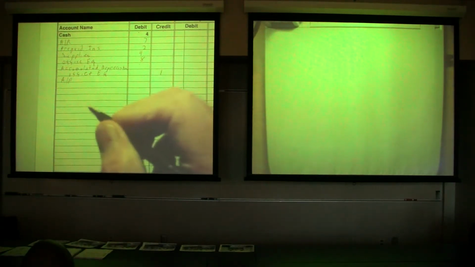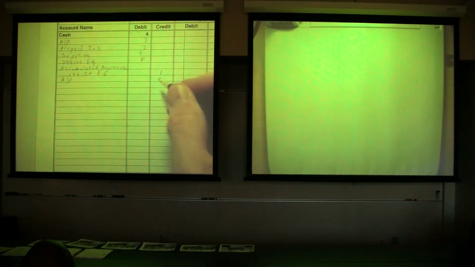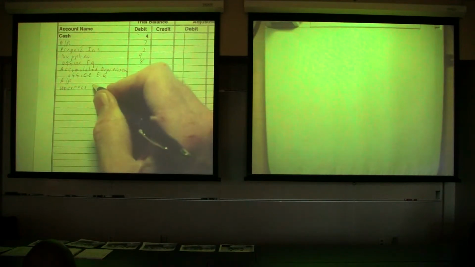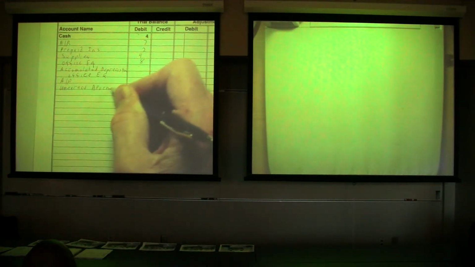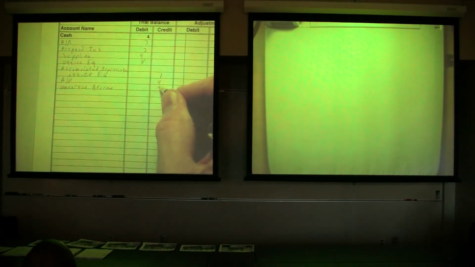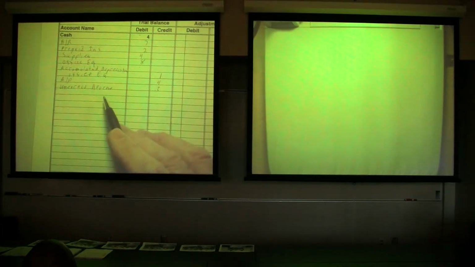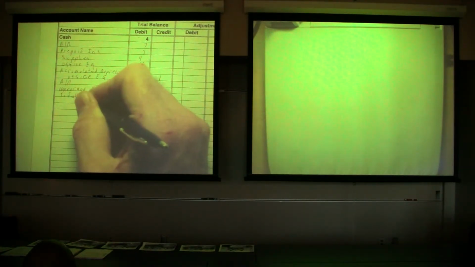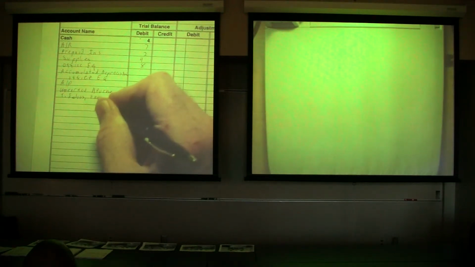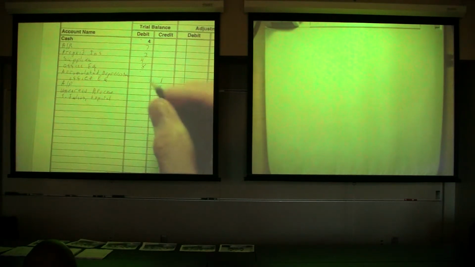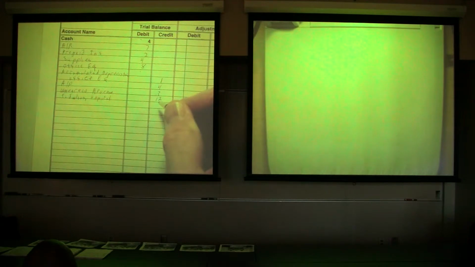Now it has a credit of 4, so liability. Unearned revenue has a credit of 3. Now that's a liability. That's where you get a prepayment, right? Okay. Then we have T. Julius Capital. That's the capital account. That has a credit of 12.